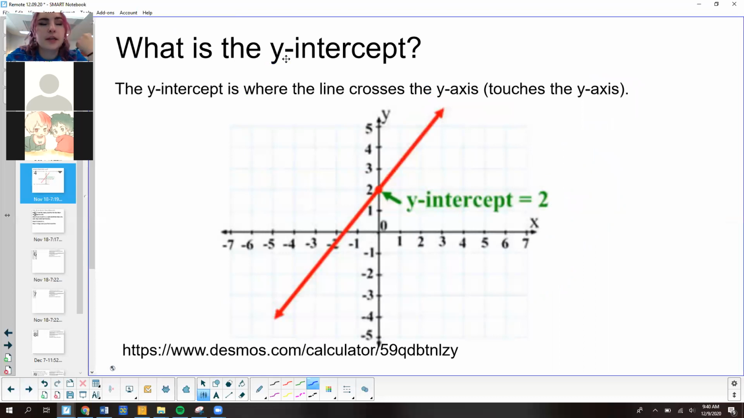What is the y-intercept? I just wanted to reiterate because people still seem to be struggling a little bit. The y-intercept is the point where our line crosses or touches the y-axis.